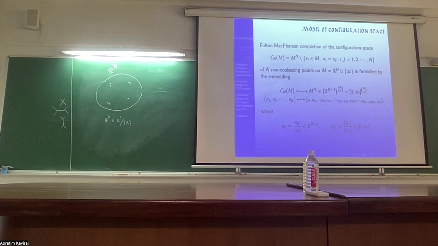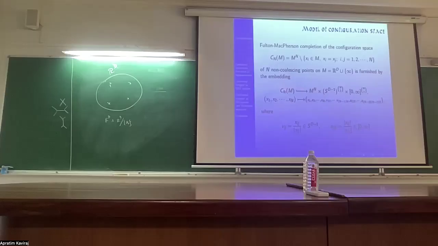So this is my configuration space. C_n(M) is M to the power n, of course, n number of points, where I have taken out those points which pairwise coalesce. Then this Fulton-MacPherson is given by this embedding, and this is basically what we are going to use.